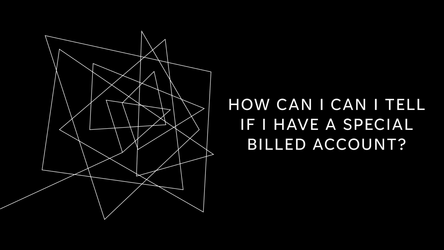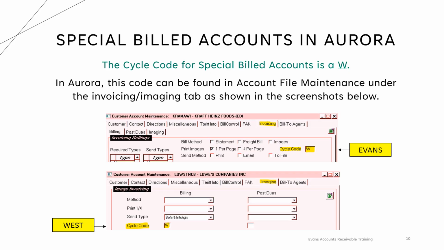How can I tell if I have a special billed account? Special billed accounts in Aurora can be identified by their cycle code. The cycle code for a special billed account is a W. This code can be found in Account File Maintenance under the Invoicing tab in Evans and the Imaging tab in West. Please see below for examples.